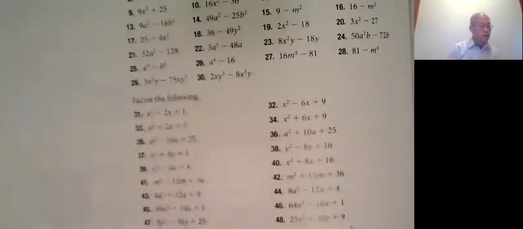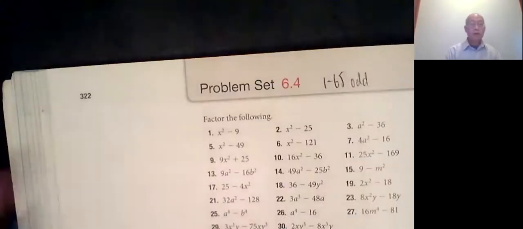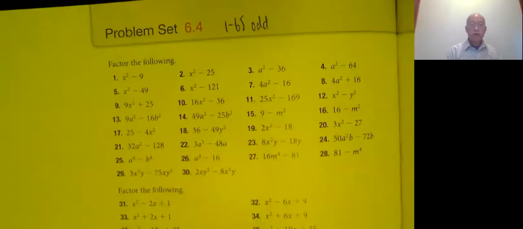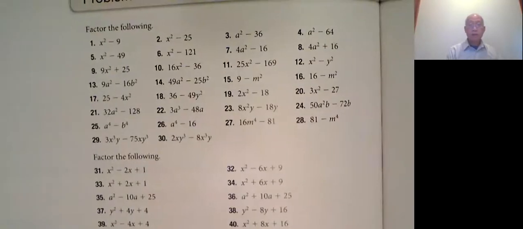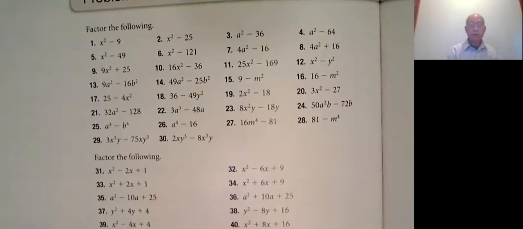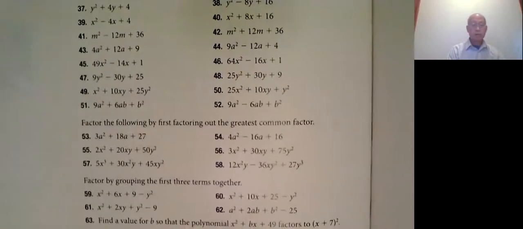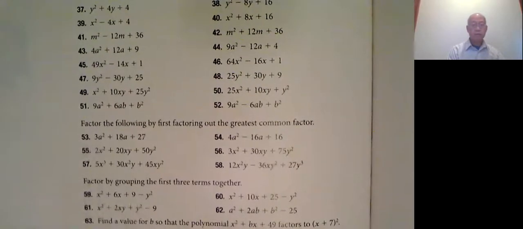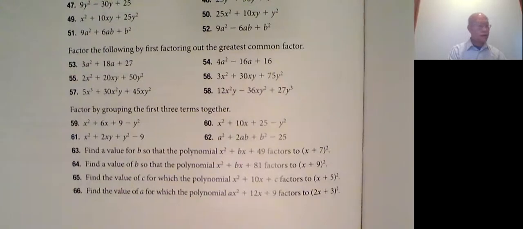These are notes for section 6.4. Okay, 6.4 here, page 322, 1 to 65 odd. So here are the problems, up to 39, a little bit further down. And there we are, so just that page. And then the answer is in the back of the book.